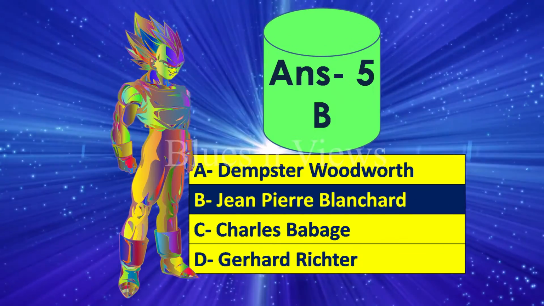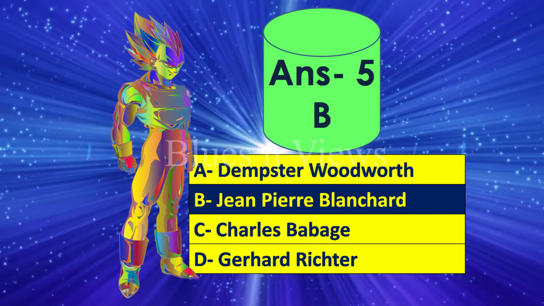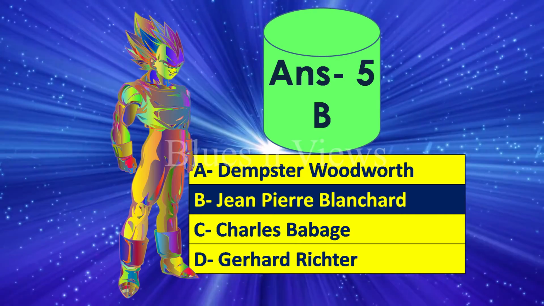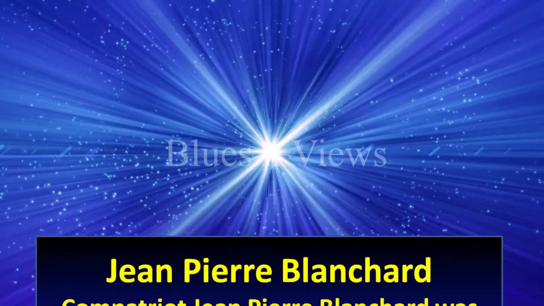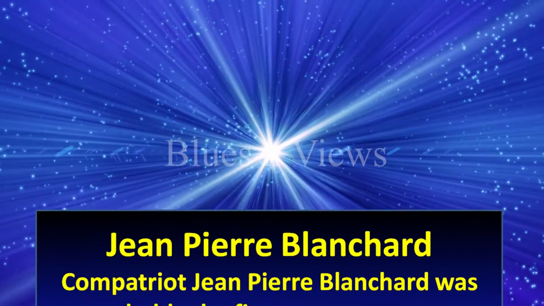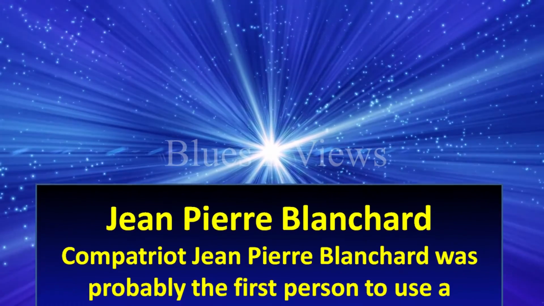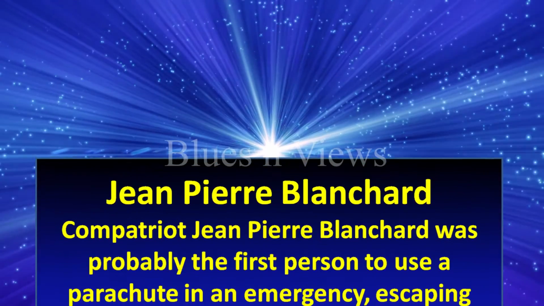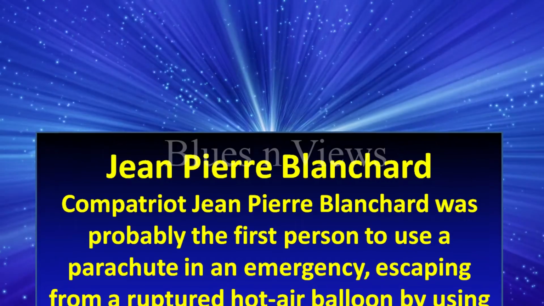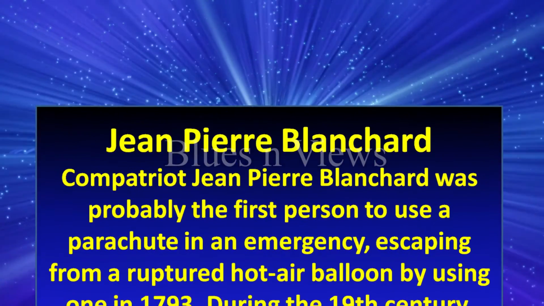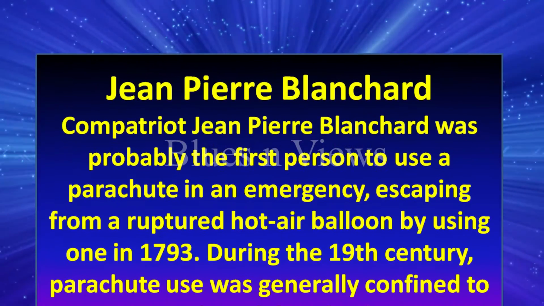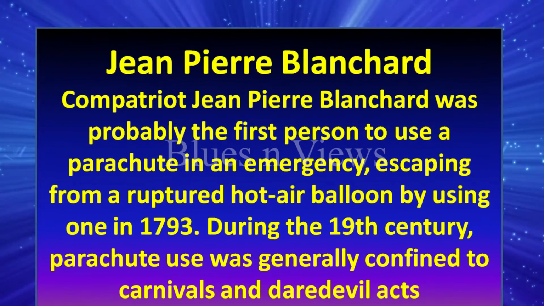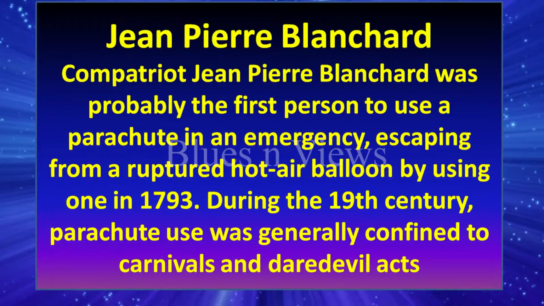Answer 5 is B. Jean-Pierre Blanchard. Jean-Pierre Blanchard was probably the first person to use a parachute in an emergency, escaping from a ruptured hot air balloon by using one in 1793. During the 19th century, parachute use was generally confined to carnivals and daredevil acts.